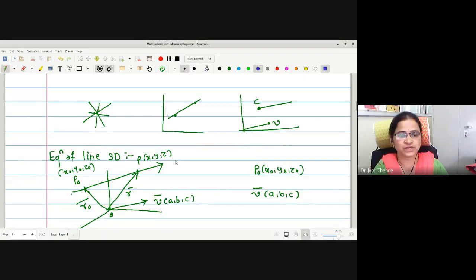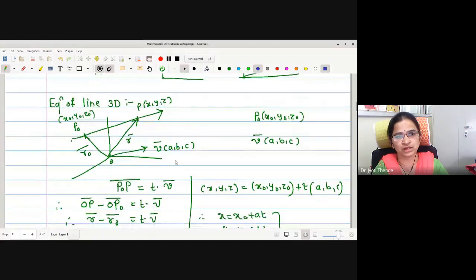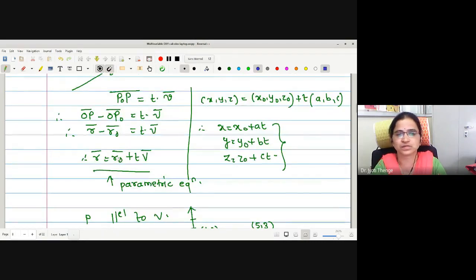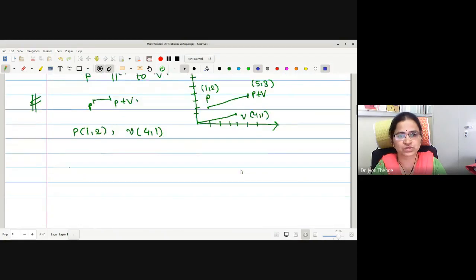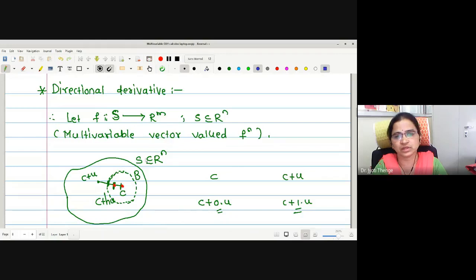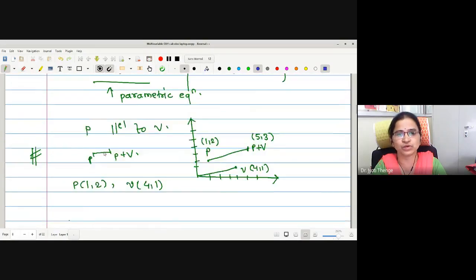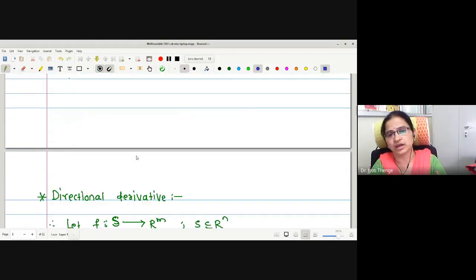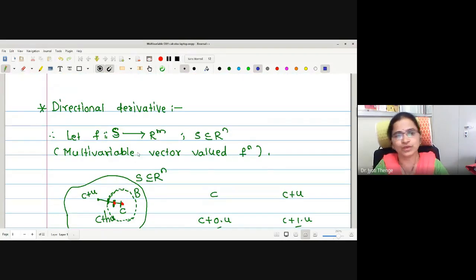This is what initially we have tried to find out: the equation of a line in three-dimensional space. This is the line we want to find, passing through a point P naught and parallel to the direction V bar. Therefore, the parametric equation of the line we have obtained is r1 is equal to r0 bar plus tV. These are the coordinate-wise equations. This is the basic thing needed in order to write the parametric equation of a line passing through a point and in the given direction of u or v vector.